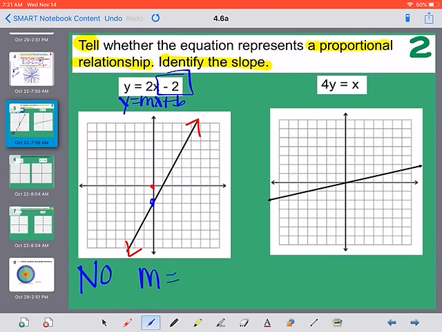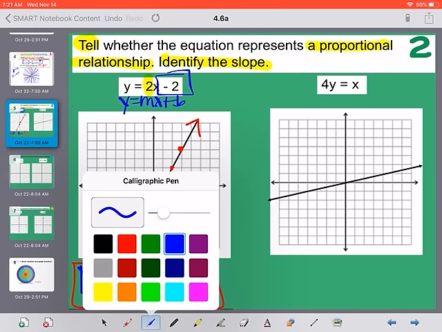And we need to identify the slope. Our slope, you can either count it on your graph or look at your equation. Our m is 2, or 2 over 1. If we wanted to count it on our graph, rise 2, run 1, rise 2, run 1. So there's our answers.